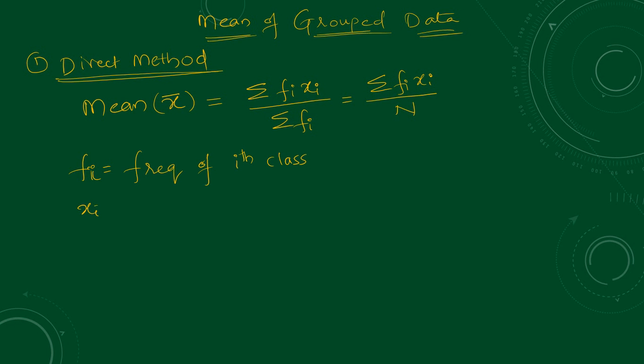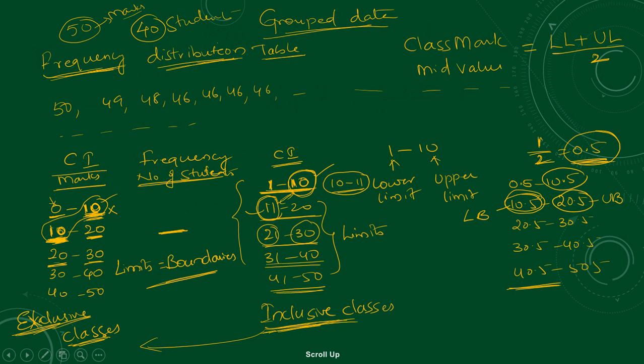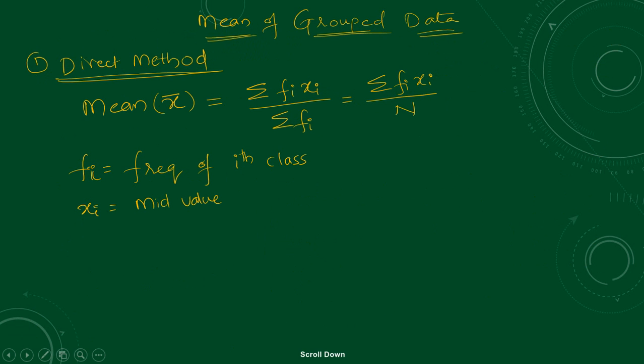Next, x i. Previously we have discussed the mid value, no? This mid value is nothing but x suffix i, which is lower limit plus upper limit by 2. The same thing we are using here. So x i is the mid value of the ith class. Mid value of the ith class means for that particular class we consider lower limit plus upper limit by 2. Okay, next, finally, summation of f i.